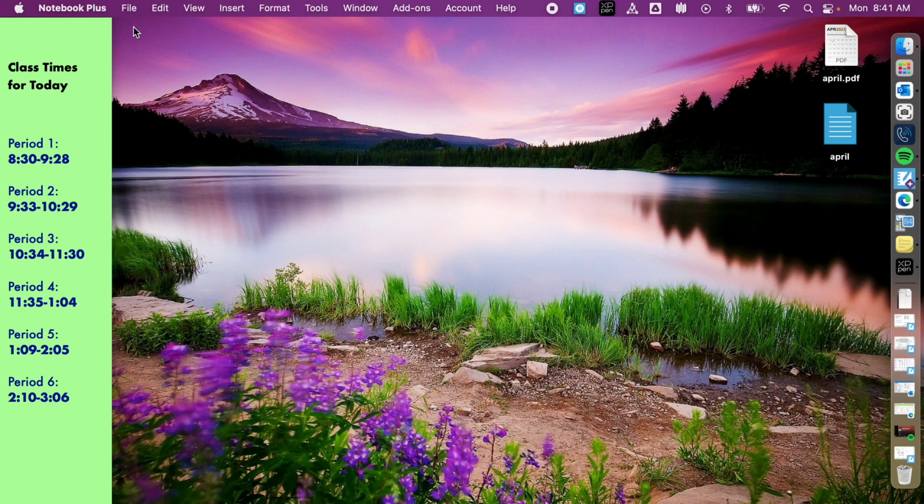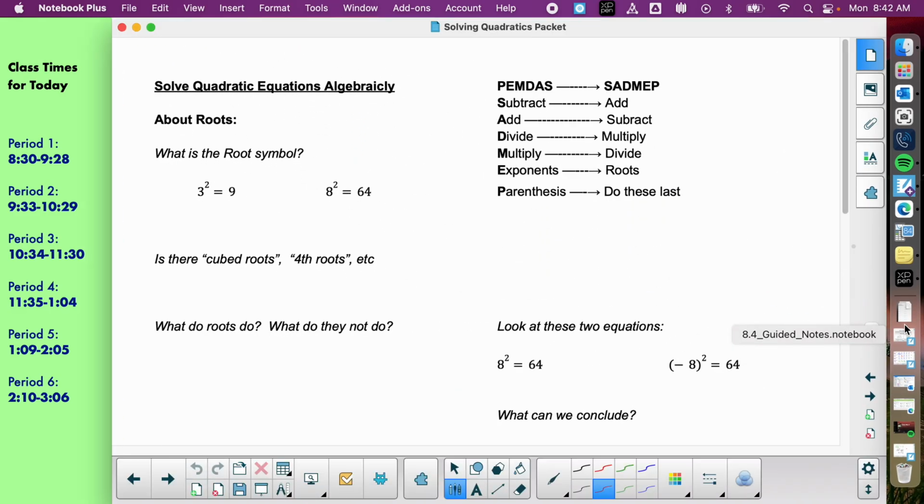There's a page in your packet. That one. I don't know, it's like halfway through. It's right after factoring. There you go.